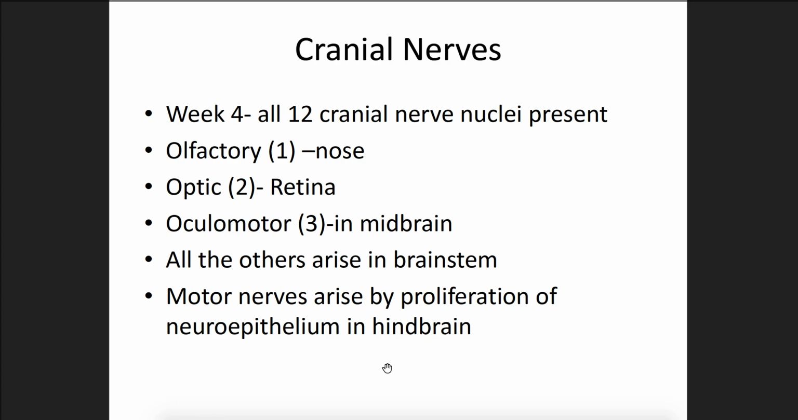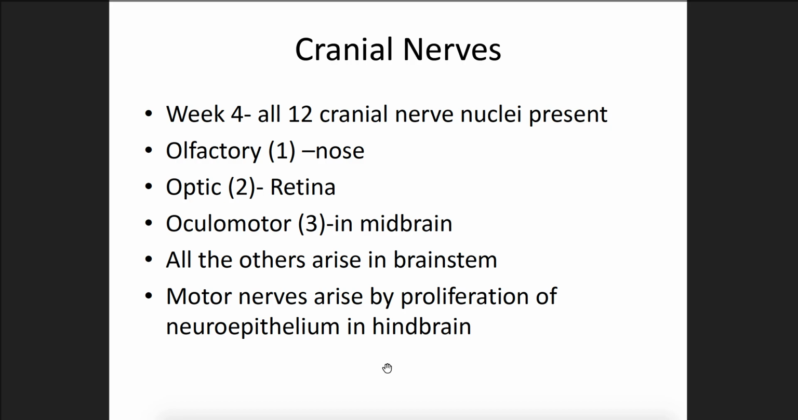And you must understand that the nuclei or the neurons of these nerves, if they are motor, will be present in the brainstem. If they are sensory, they will eventually come to the brainstem, but through the dorsal root ganglion or a peripheral ganglion. So, week 4, all 12 cranial nerves are present.